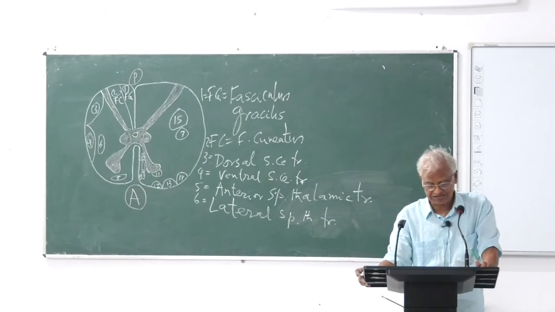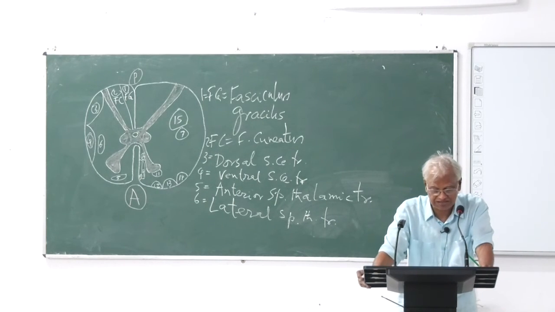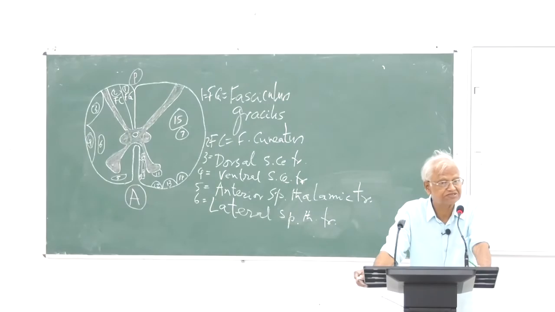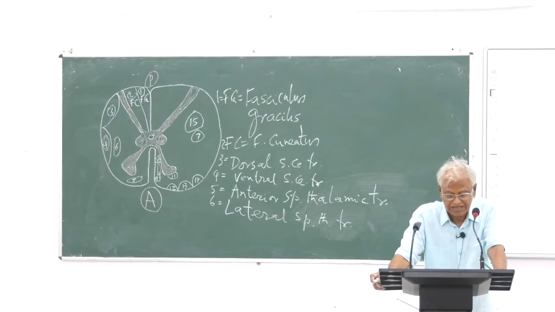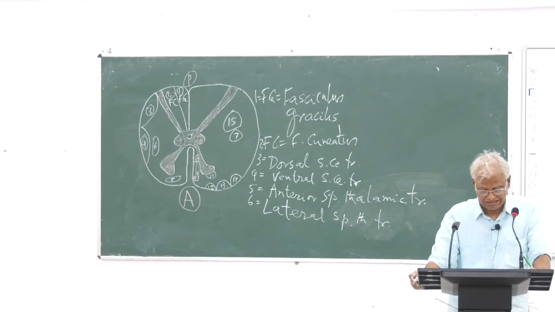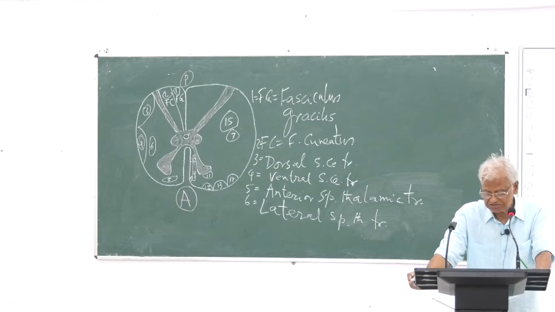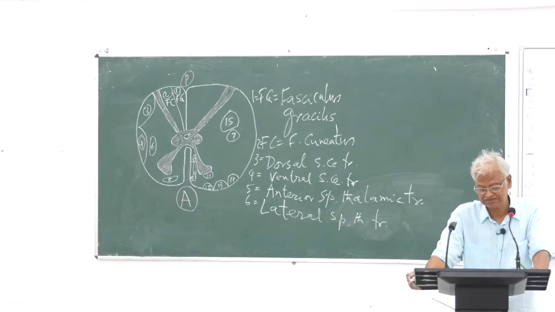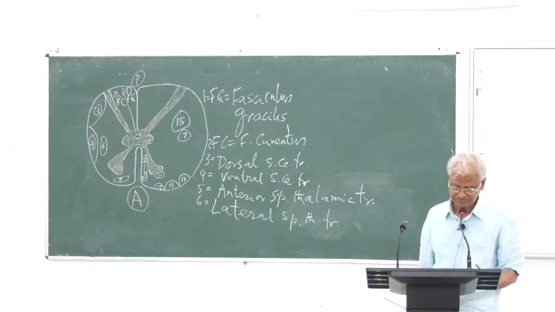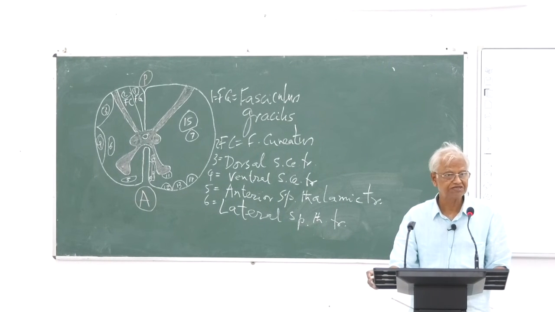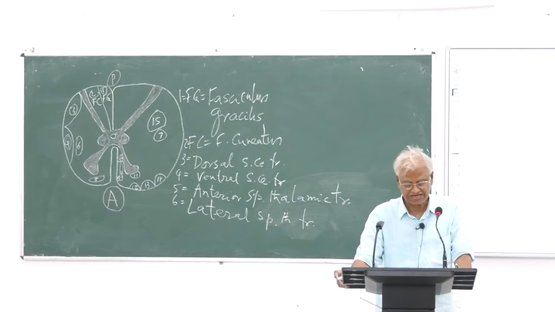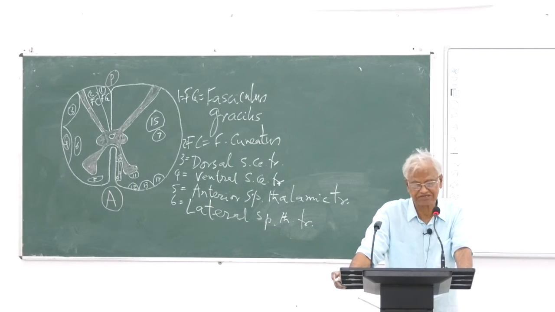So rubrospinal, reticulospinal, vestibulospinal, corticospinal, 12 is tectospinal, tectospinal, T-E-C-T-O, vestibulospinal and olivospinal, and 15 is lateral corticospinal tract. We have already come across number 8, medial, yes, anterior corticospinal tract, that is in number 10.